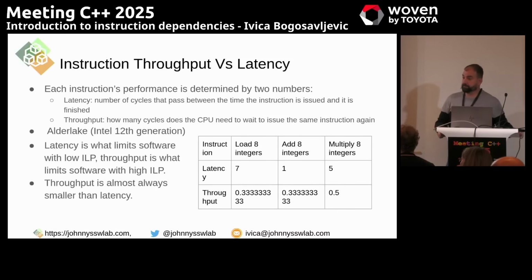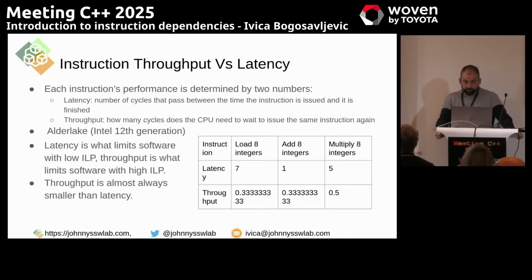Yes? This throughput is less than 1 because there are more cores in the CPU? No, no. It's inside one core, but a modern multiscalar CPU can execute more than one instruction in a single cycle. They can execute 3 or 4 or 6.